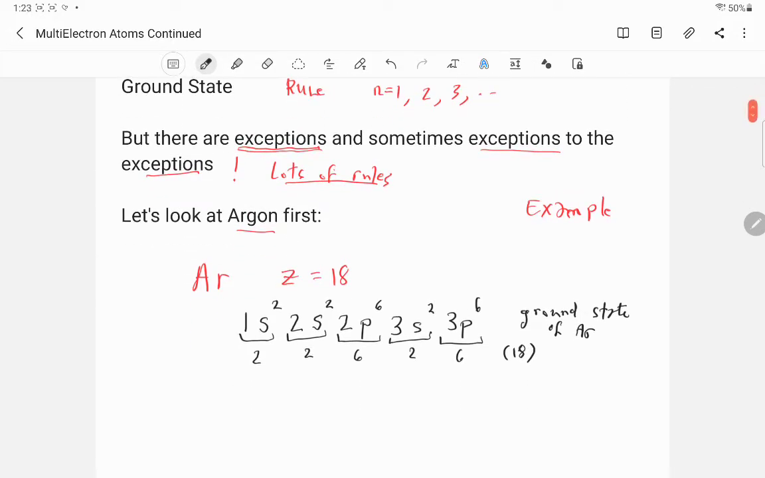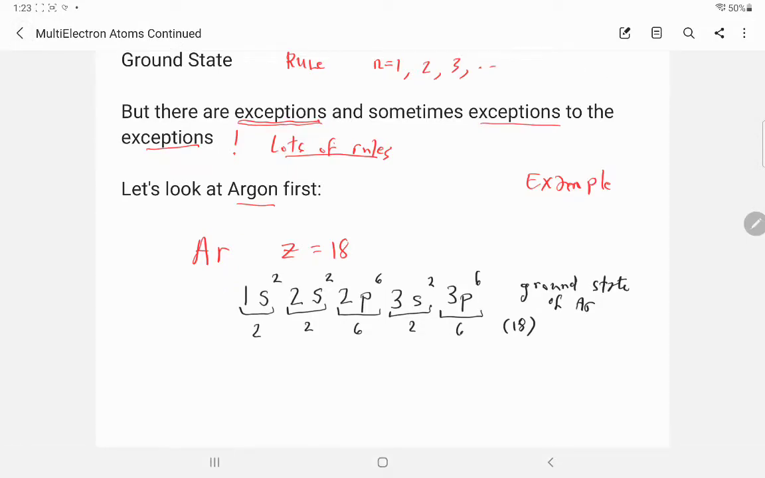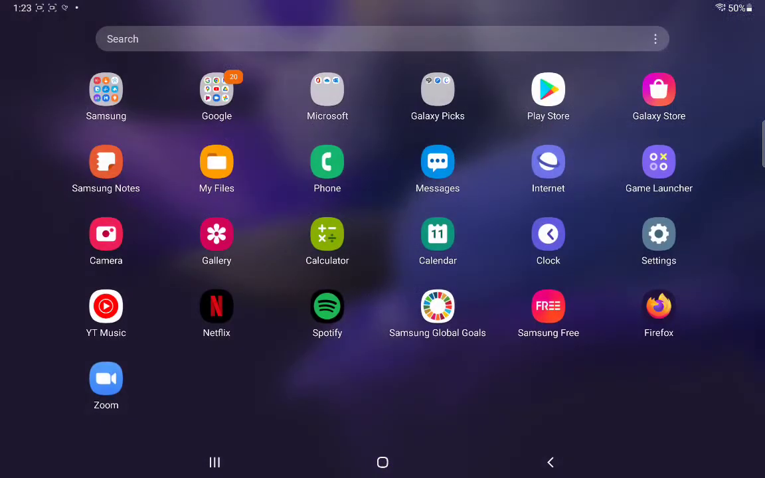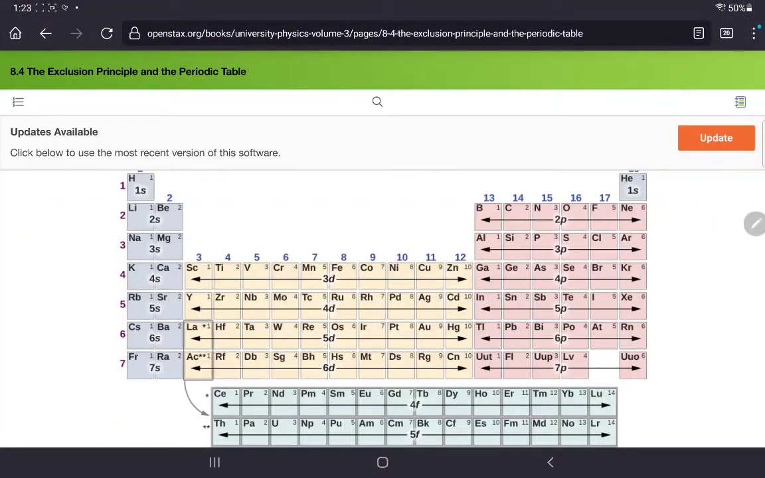Okay, but let's look at a different atom. Let me go back to the textbook. Argon's over here, third row down, far right side. And let's look at, for example, calcium. In order to get to an electron configuration of a neutral calcium atom, I keep saying neutral because calcium is 2 elements beyond argon.